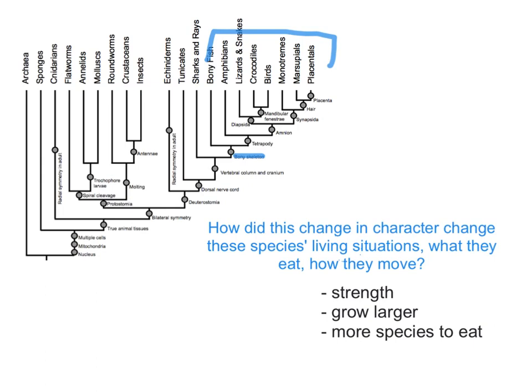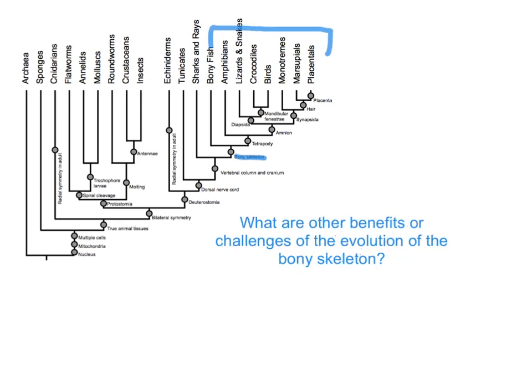As these species grew larger, their array of prey increased, as they could prey on other species that were now smaller than them. What are other benefits or challenges of the evolution of the bony skeleton? Now that the skeleton is fixed on the inside of these species, there is less outer protection compared to, say, an exoskeleton, where their bones are like armor they wear outside their skin.